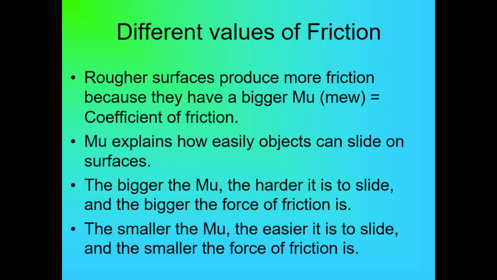So all we're saying right there is that the more force of friction we have, the harder it is to slide. The reason we have more force of friction is because we have a big mu value. And again, mu is just telling us how easy or difficult it is to slide two objects or two surfaces together. The smaller the mu, the easier it is to slide, and the smaller the force of friction. A force of friction that is tiny is the result of a tiny mu.